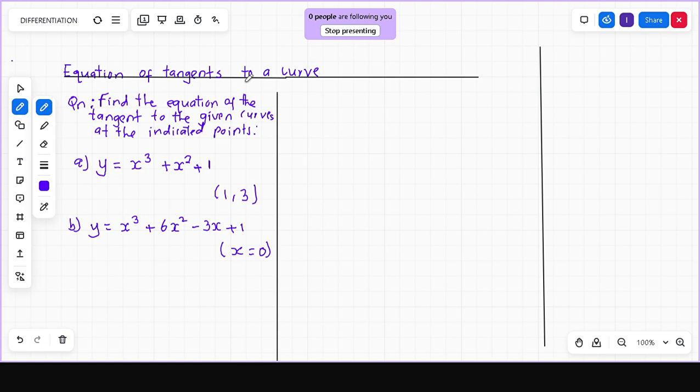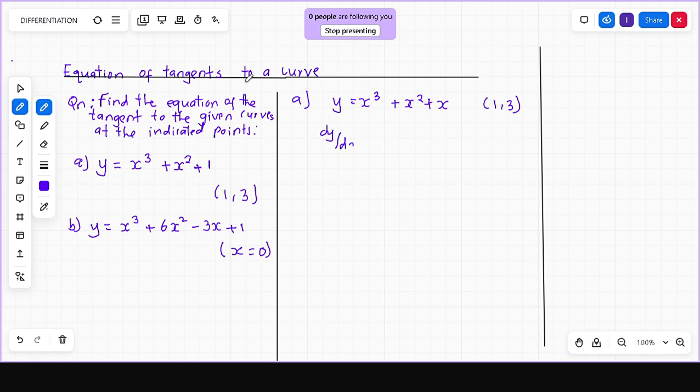In the first example, we have y equal to x cubed plus x squared plus x. Let me start doing the first example. So y equals x cubed plus x squared plus x. The indicated point here is (1, 3). First of all, we need to find the gradient function. The gradient function is dy/dx.